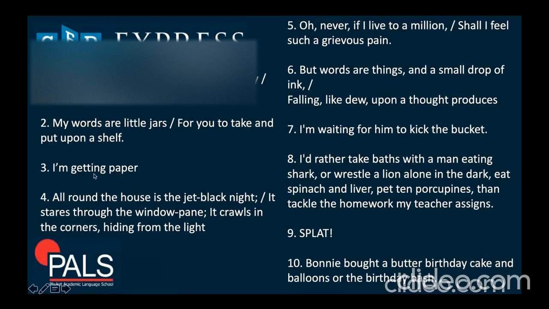Next, I'm getting paper. This was inspired by a song that I just recently heard, and I thought that it was fitting. I'm getting paper. If you thought that was synecdoche, then you are correct, because paper here is referring to money, and money is made out of paper, but not just paper. So we can refer to it as paper, as some people do, usually in rap songs. There you go.